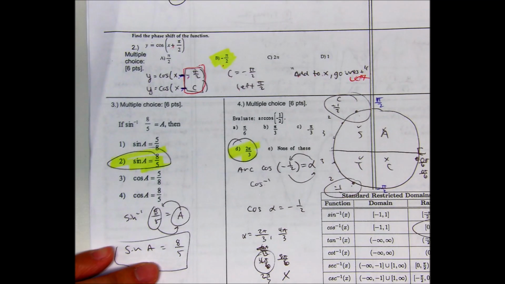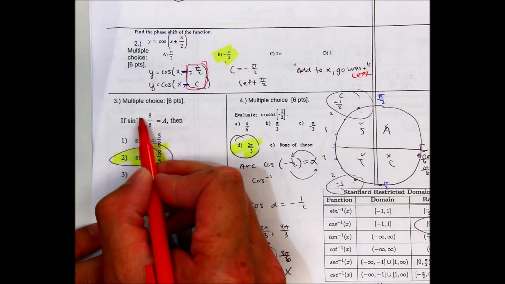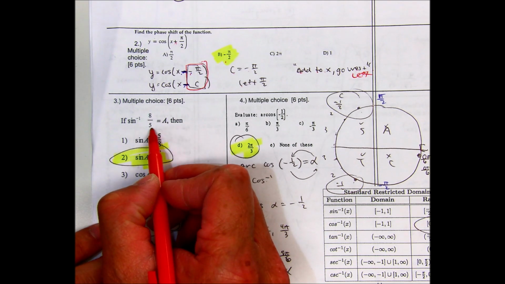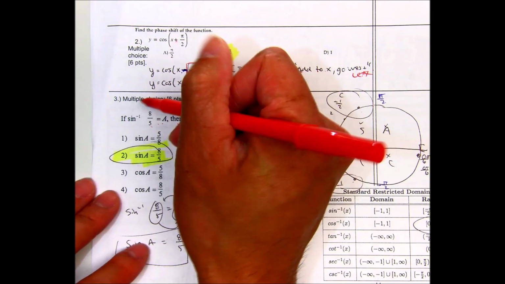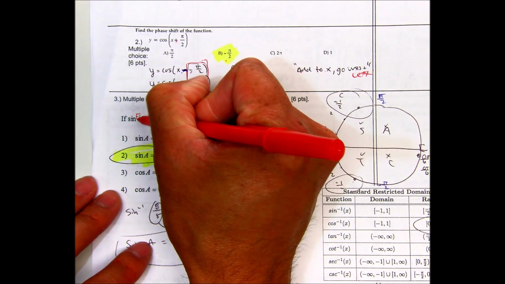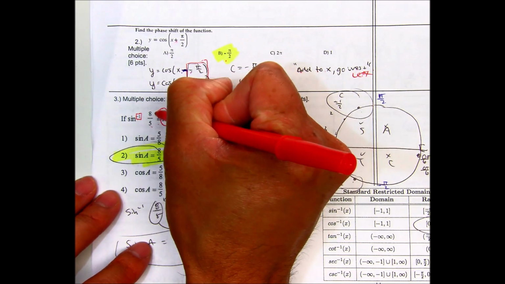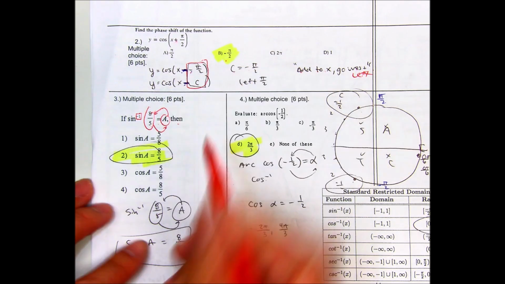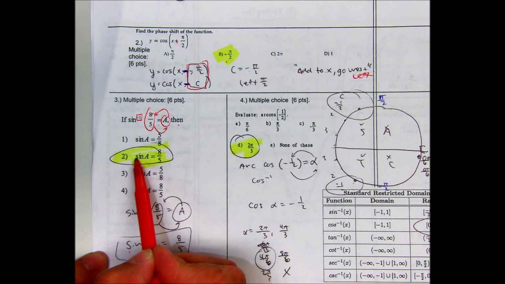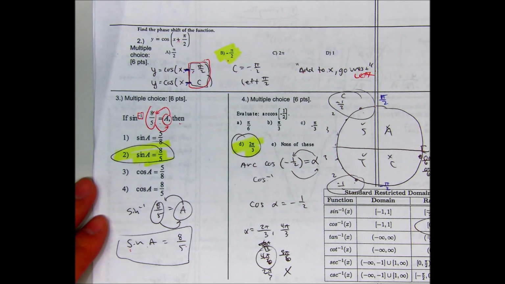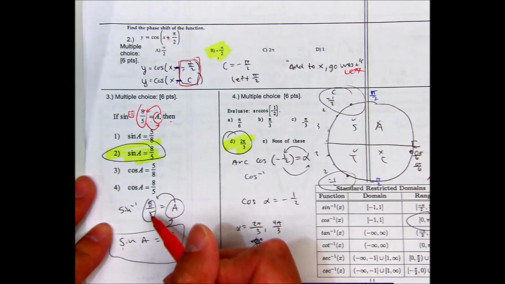Question number 3 says, if the inverse of sine of 8/5 is equal to a, then, well, in this problem I see the inverse. This inverse right here tells us to switch them. And when I switch them, I get sine of an angle equals 8/5. So choice 2 would be your answer. So just circling and then switching is your best approach.